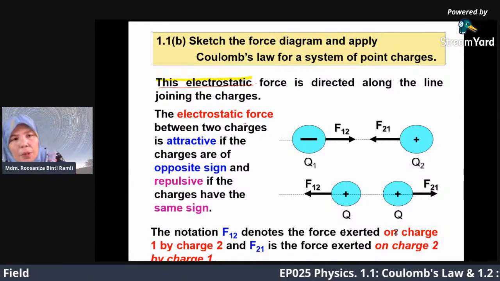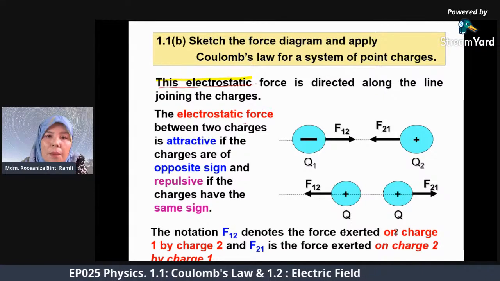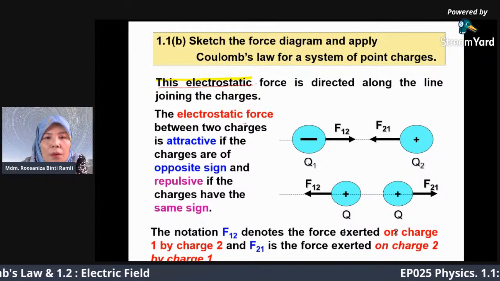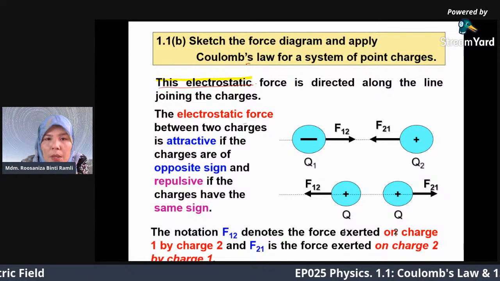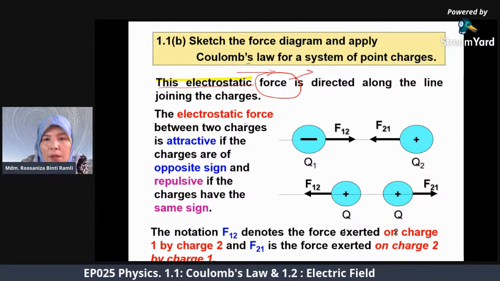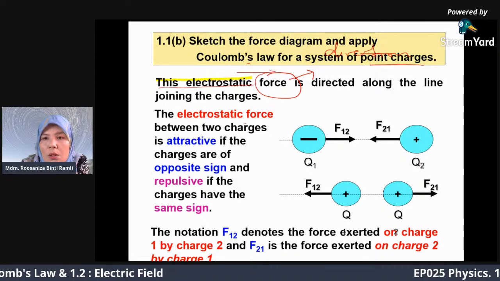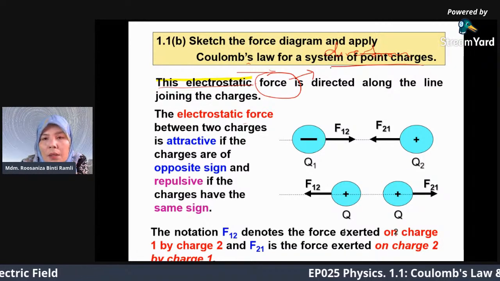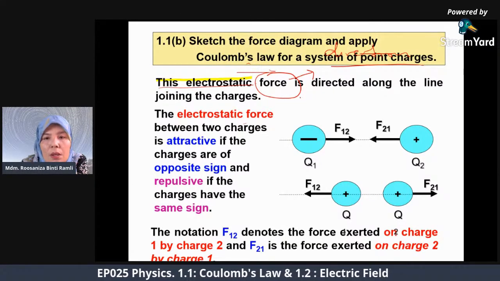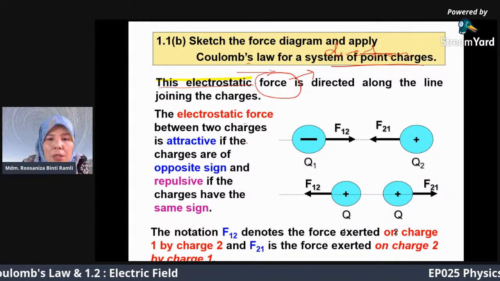For subtopic 1.1b, students should be able to sketch the force diagram and apply Coulomb's law for a system of point charges. Again, we know that force is a physical quantity that has magnitude and direction. So students should be able to know how to draw the direction of the force. How to draw the direction of the force depends on the charge.